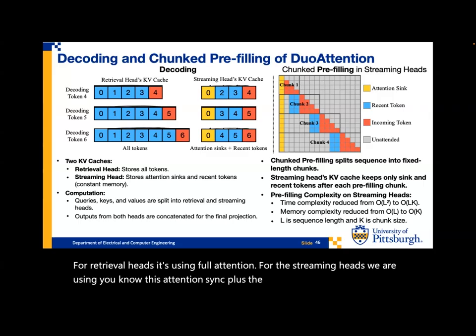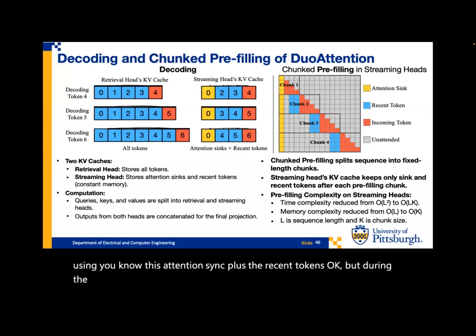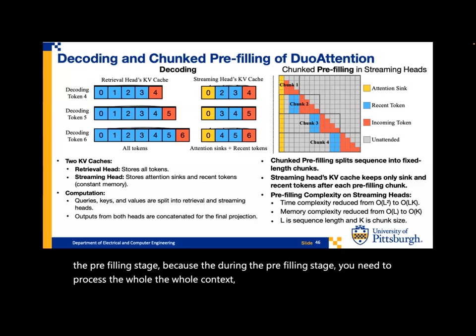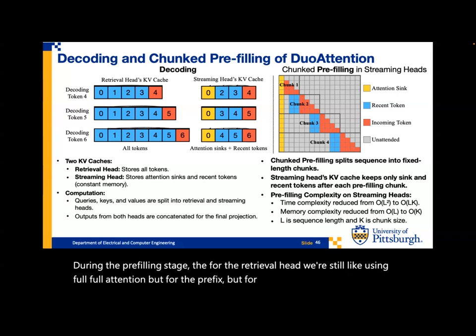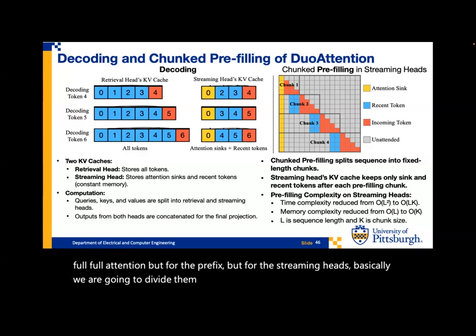But during the pre-filling stage, you need to process the whole context, right? So during the pre-filling stage, for the retrieval heads we're still using full attention. But for the streaming heads, we are going to divide them into chunks to further reduce the computation cost.